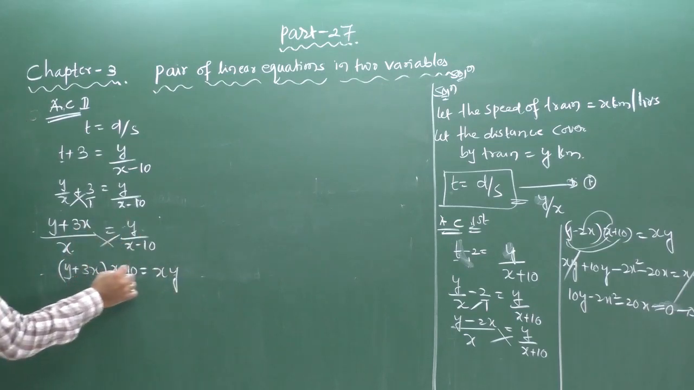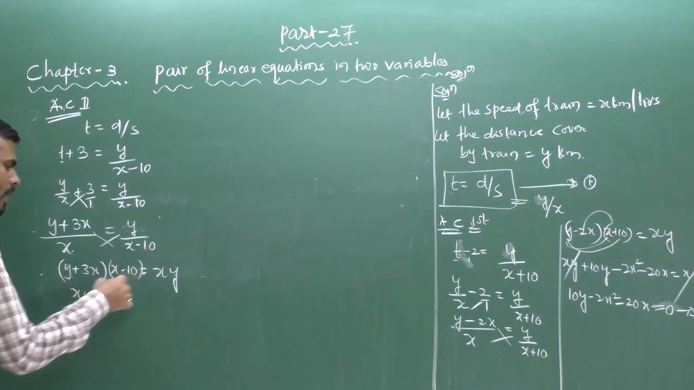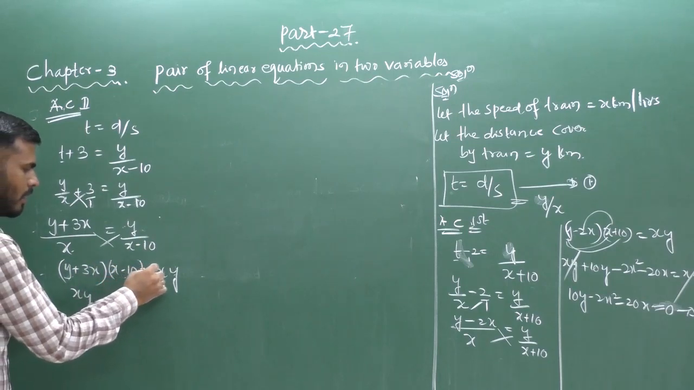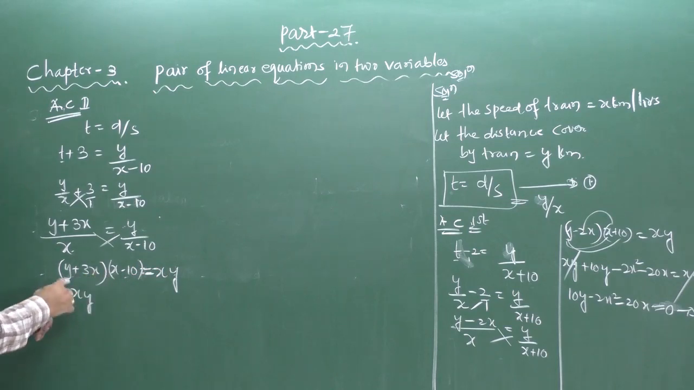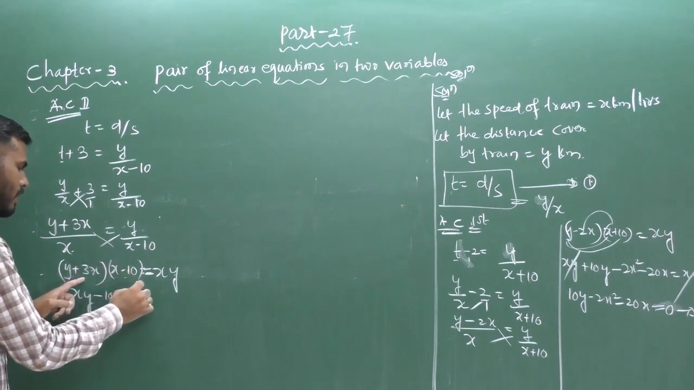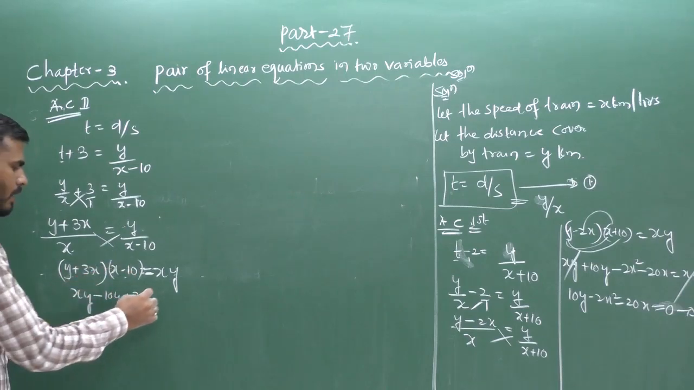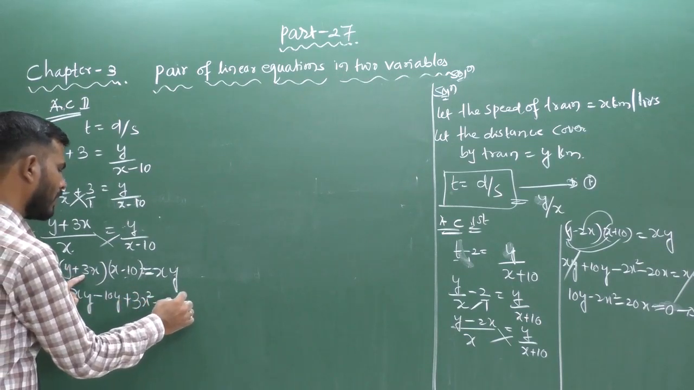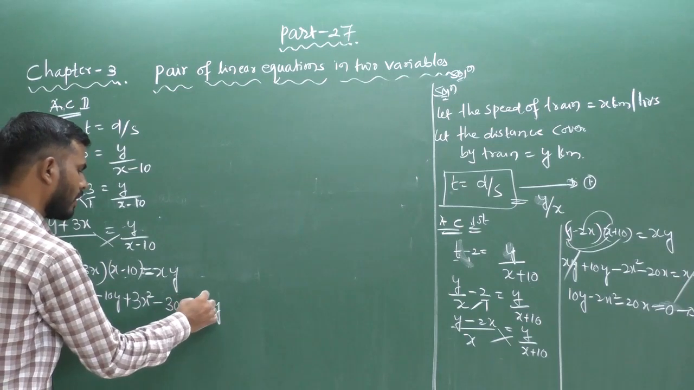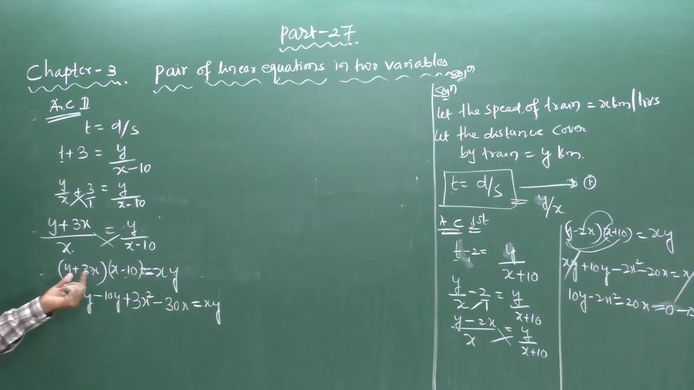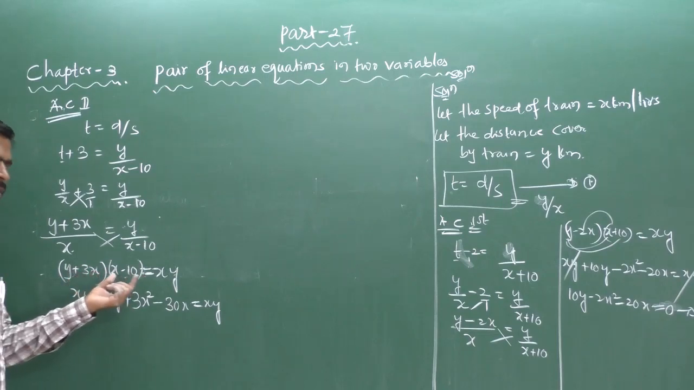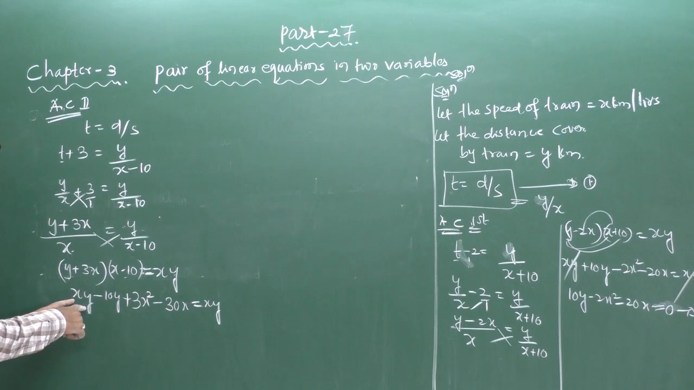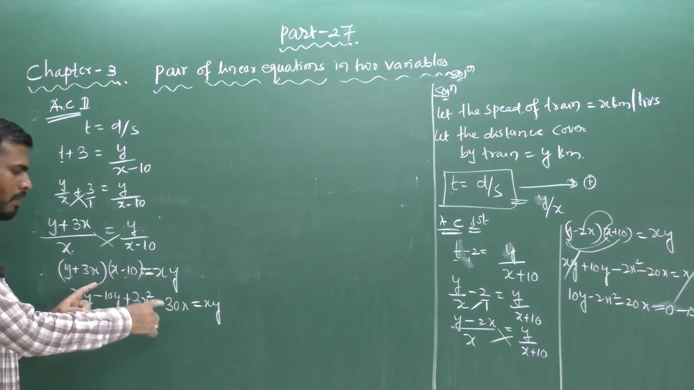Suppose you have to simplify, you have to write it in brackets. First you have to multiply y into the whole bracket, next you have to multiply 3x into the whole bracket. So y into x is xy, y into minus 10 is minus 10y, 3x into x is 3x square, 3x into minus 10 is minus 30x, equal to xy.